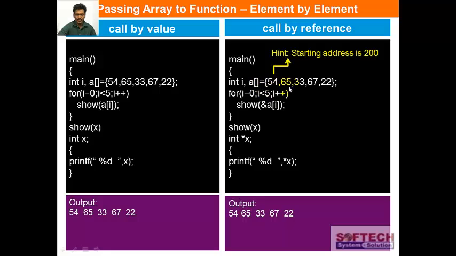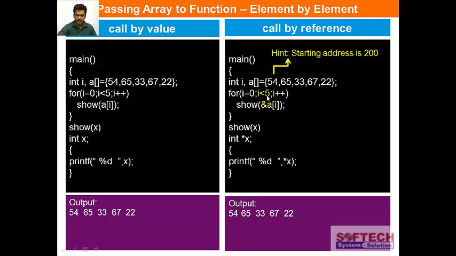Here is the declaration and initialization. Let us assume the base address of that array is 200, then 202, 204, 206, 208. For I equal to 0, I less than 5, I plus plus, it rotates 5 times. Here we change it to and A of I, which is not a value but an address. First the value of I is 0, the condition is true, and it passes the address of A of 0. What is the address of A of 0? Not 54. The value of A of 0 is 54, and the address of A of 0 is 200 as per our example.